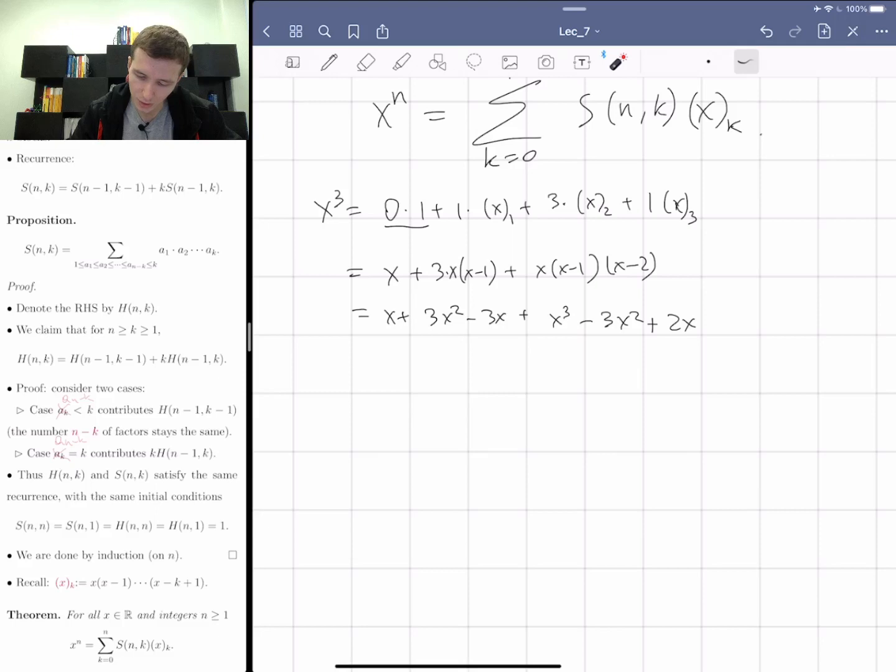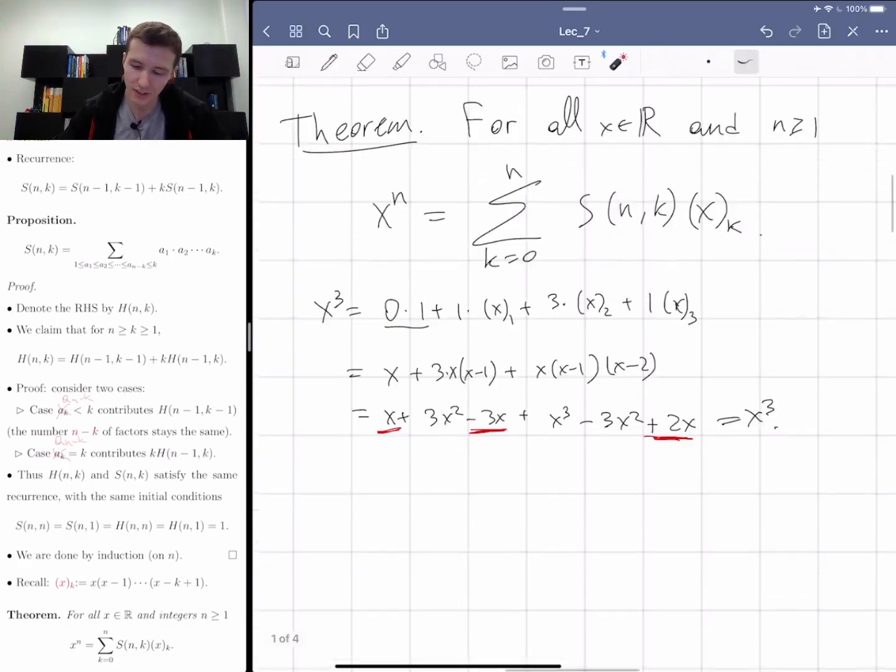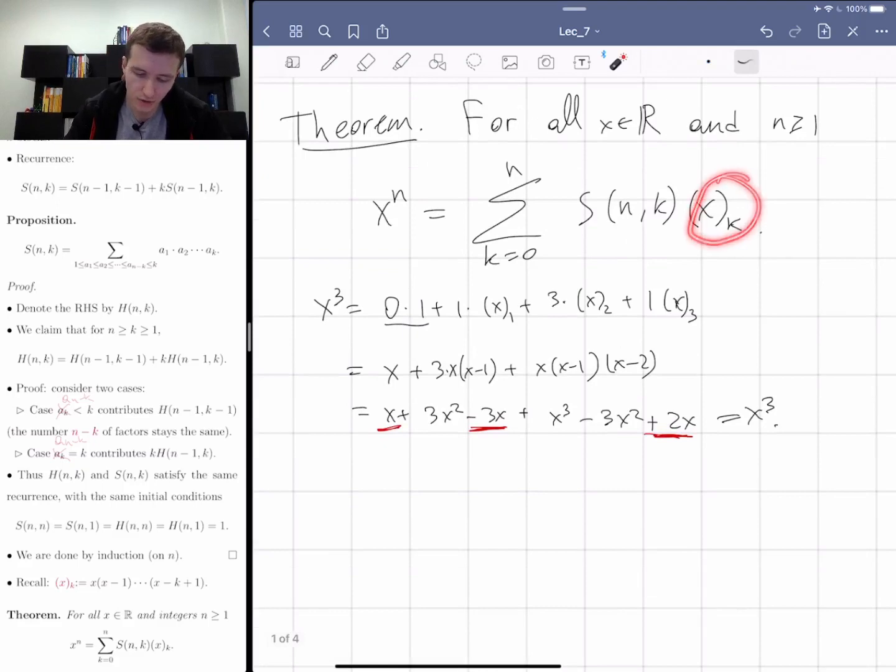So let's see what's going to happen. 3x squared is going to cancel out. And then x minus 3x plus 2x is going to cancel out, and what I'm going to get is just x cubed. So that's pretty crazy, right? You're taking two natural collections of polynomials, and then you immediately get out these Stirling numbers as just the coefficients.